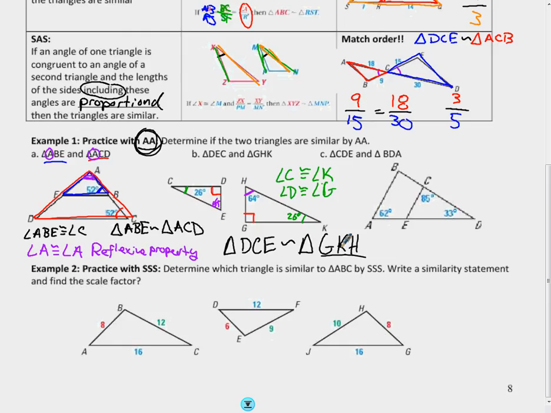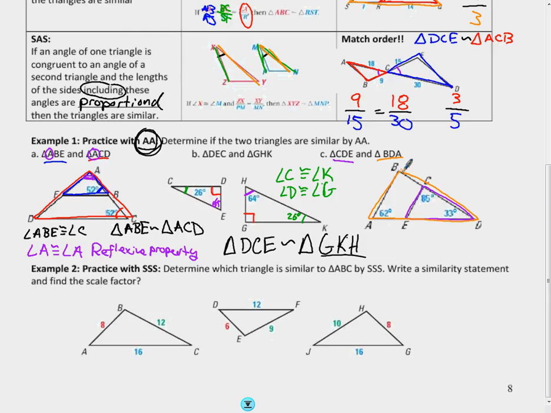Always want to identify which triangles they're talking about. CDE is this guy right here. The other triangle is BDA. He's right here. I need two angles that are the same measure on both of the purple and the orange triangle. Can anyone name me two angles that are congruent? Krupa? Angle D and angle D.